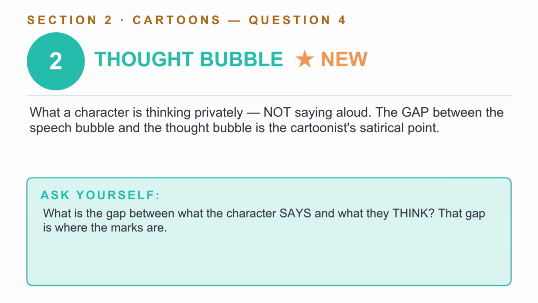Element number 2, the thought bubble. This is different from the speech bubble, and examiners test this distinction directly. The thought bubble shows what a character is privately thinking but not saying out loud. It is usually shaped like a cloud to distinguish it from a speech bubble. Here is why this matters. When a cartoon shows a gap between what a character says in their speech bubble and what they think in their thought bubble, that gap is the satirical point. That gap is what the cartoonist wants you to notice and explain. That gap is the mark.